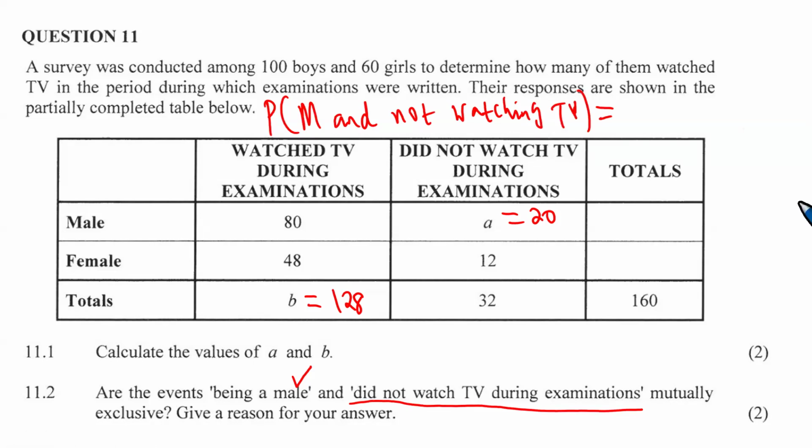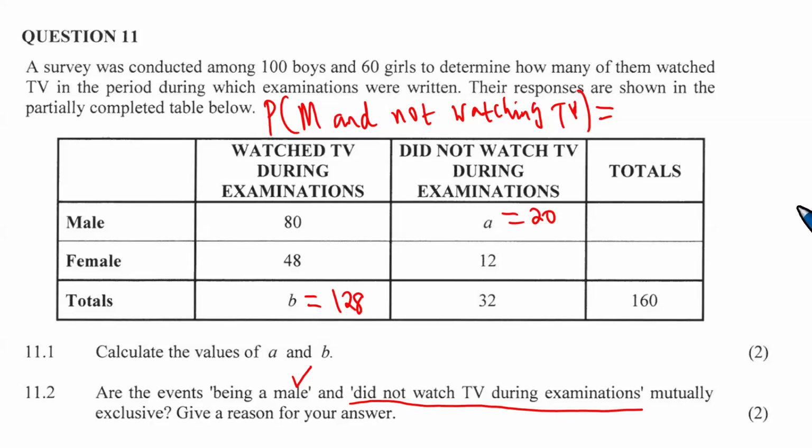What is it in this question? Who can find it? What is the probability of male and not watching TV? What is it in this particular question? Nombuso, what is the probability of male and not watching TV? What do you think the answer is?